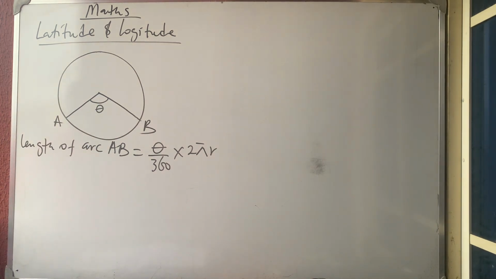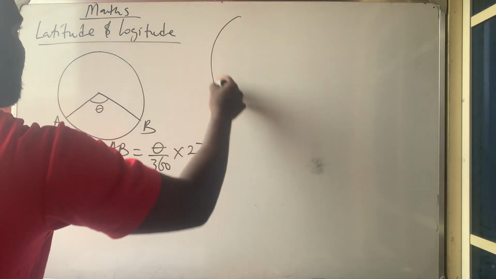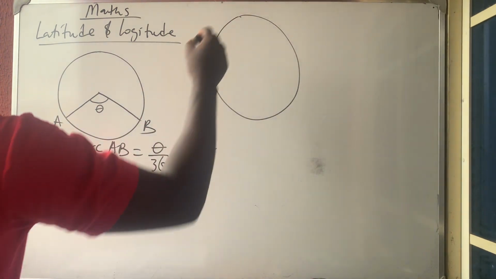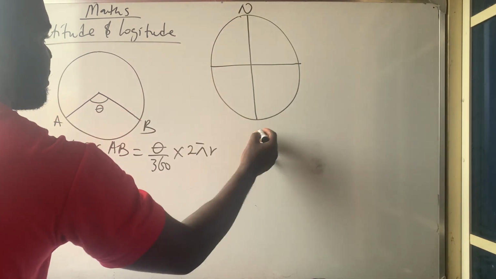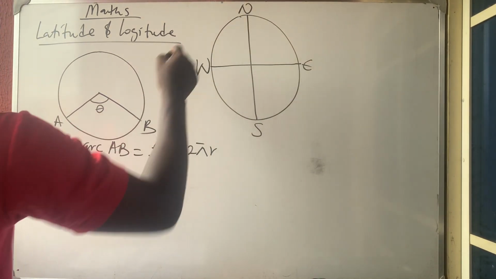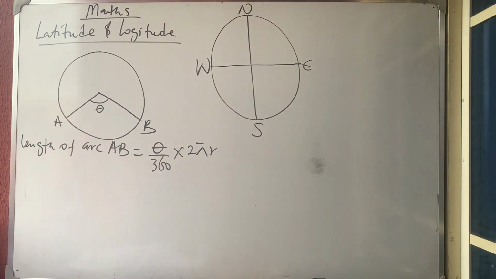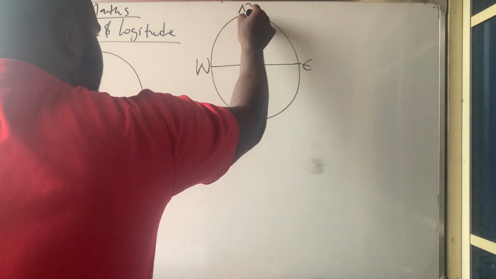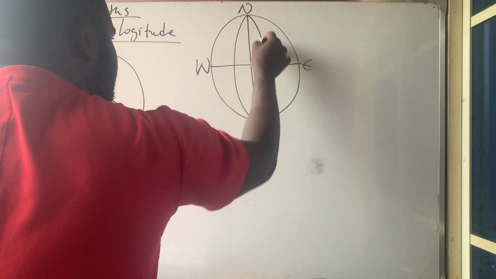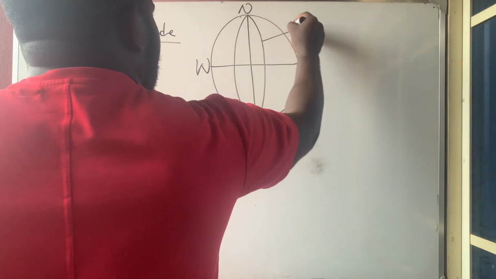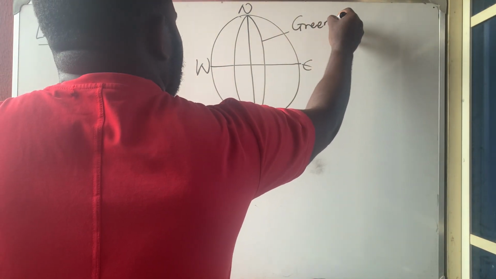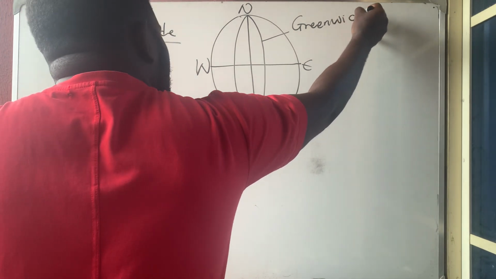Now I hope you know that the shape of the earth is spherical. If I have the earth like this, the earth is spherical in shape. Now let us draw our cardinal points. This is the north, the south, the east, and the west. This line, if you draw this first one at the middle, is called the Greenwich meridian.